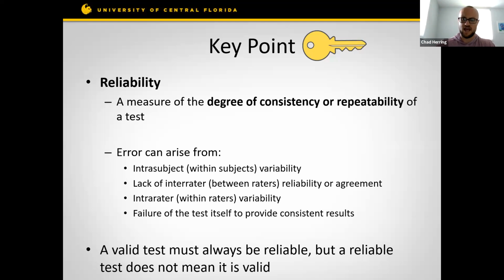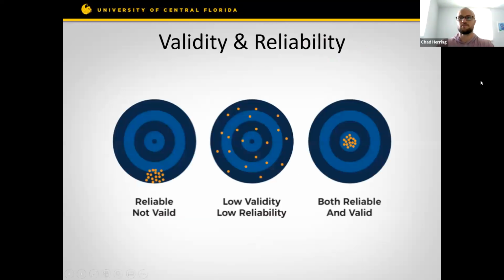And you can read that. Maybe I should have put this on the next slide, but a valid test must always be reliable, but a reliable test does not mean it is valid. So again, we can have reliability without validity. And here's an example of the dartboard. That's a perfect example. This is what we're aiming for. This is the gold standard for all our tests. Reliable, we're hitting the same spot every time, and valid, we're hitting the bullseye every time.